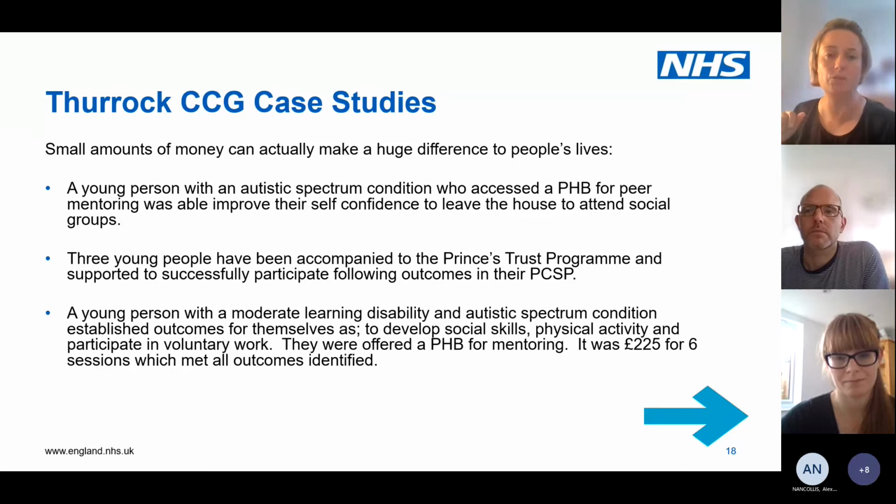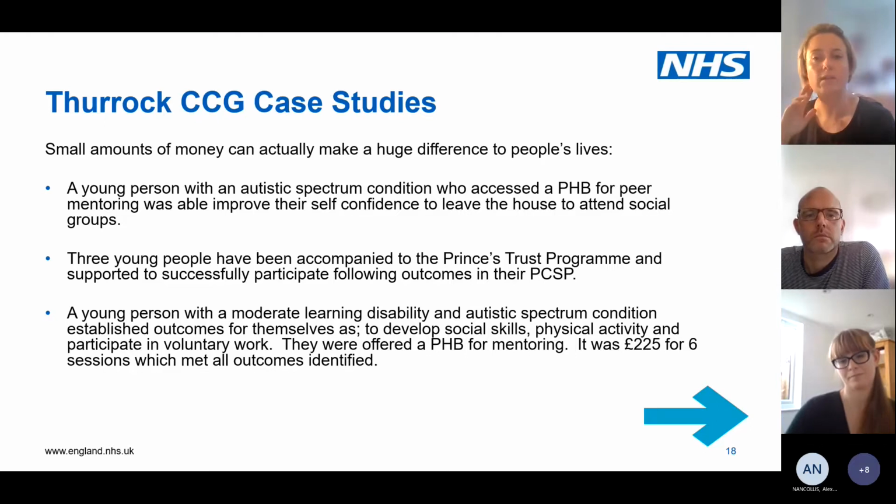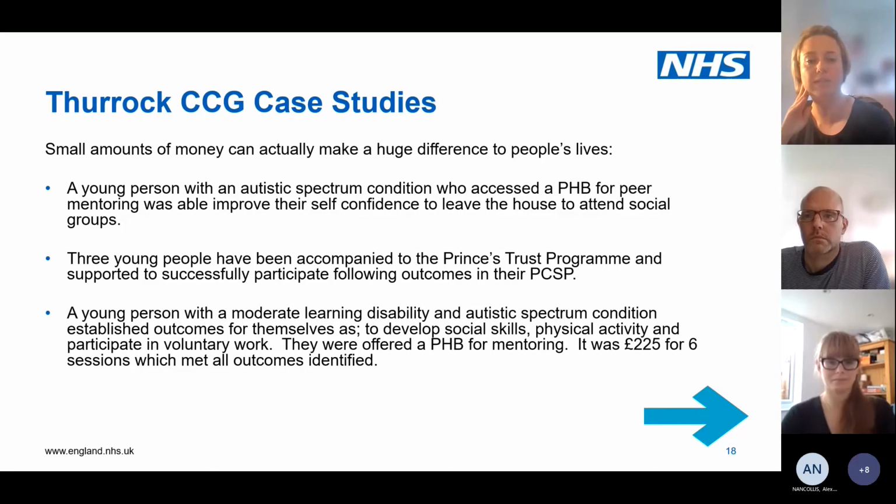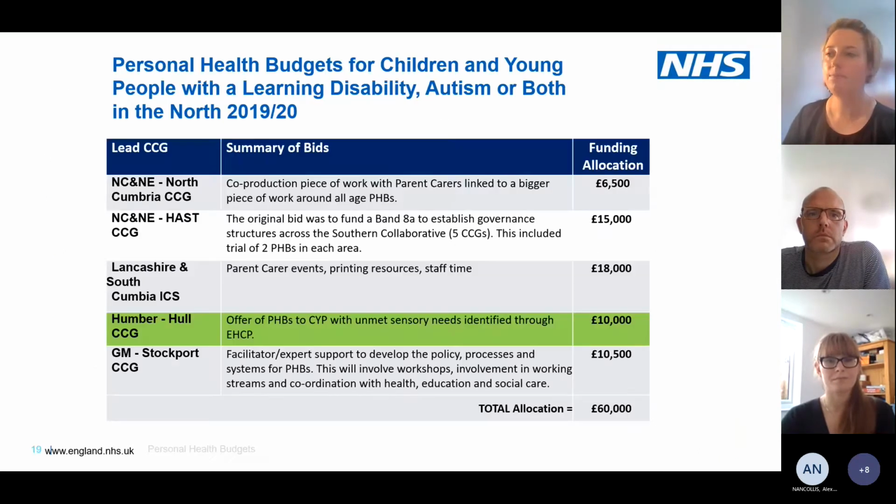And a young person with a moderate learning disability and autistic spectrum condition established outcomes for themselves to develop social skills, develop physical activity and participate in voluntary work. And they were offered a PHB for mentoring, which was £225 for 6 sessions, which met all of the outcomes identified. So next slide, please.